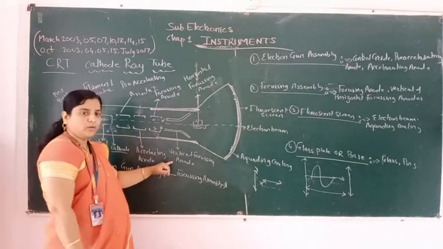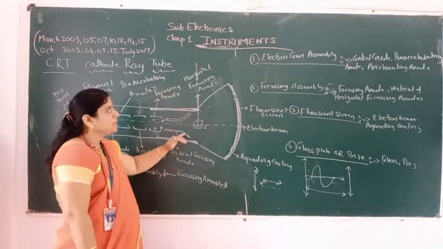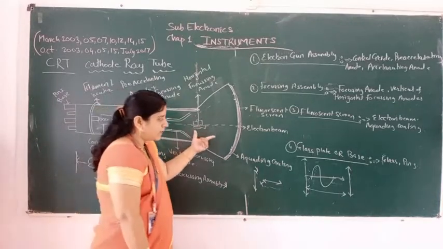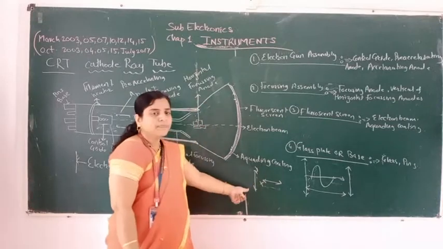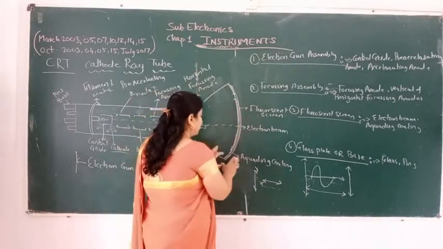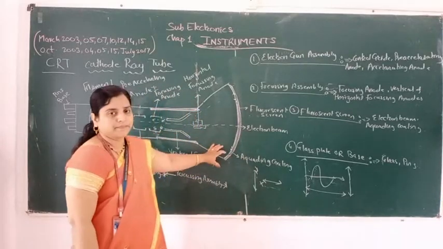The vertical focusing anode gives the up and down direction, and this horizontal focusing anode gives the left and right direction, that is the X plate and the Y plate. Up till here, do you understand? Now see, the main part is our fluorescent screen.